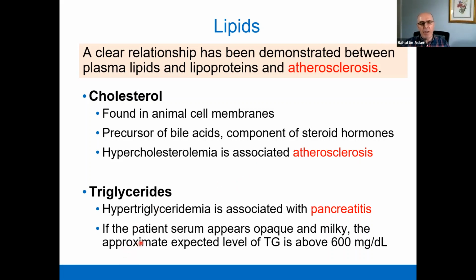If the patient's serum appears opaque and milky, the approximate expected level of triglyceride is very high. A higher amount of triglycerides, about 1,000 milligrams per deciliter, may cause life-threatening issues. Therefore we need to be careful.